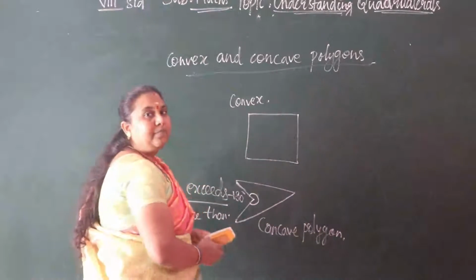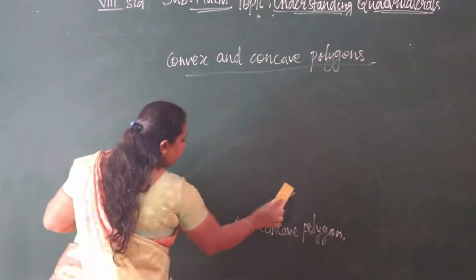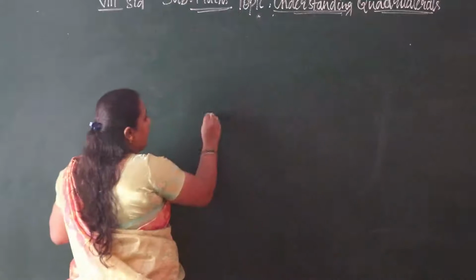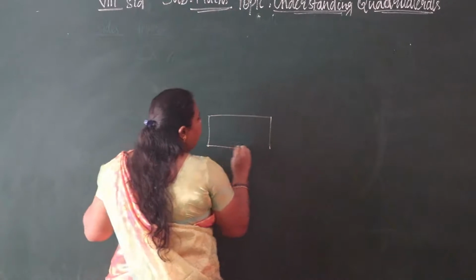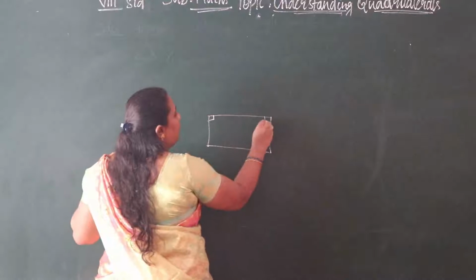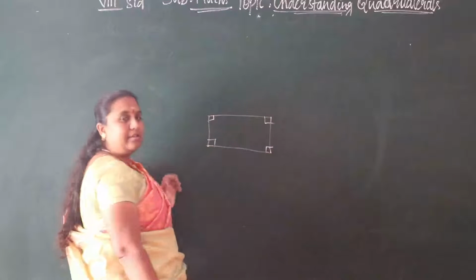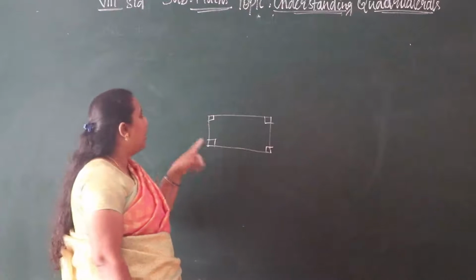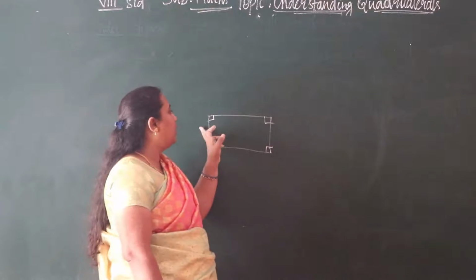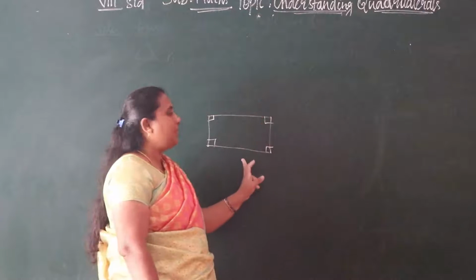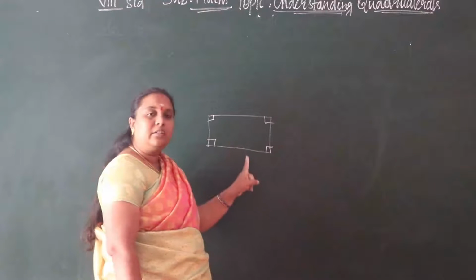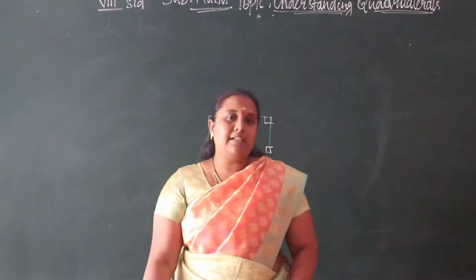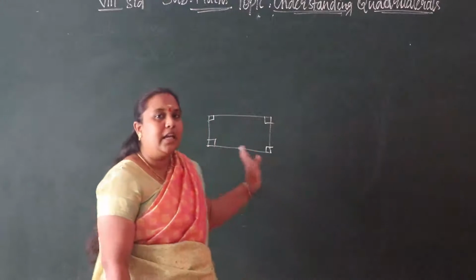Let us take an example, a rectangle. In a rectangle, all the angles are equal. All the angles are right angles, but it is not equilateral. The opposite sides are equal, these two sides are equal and these two sides are equal, but these two sides are not equal to those. So this is not equilateral, not all the sides are equal. So we can say it is an irregular polygon.